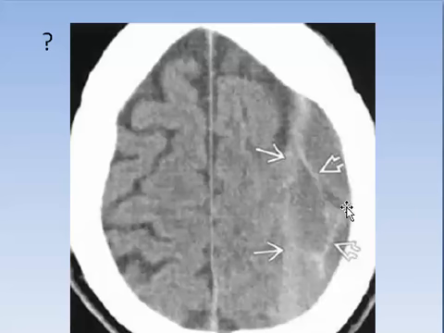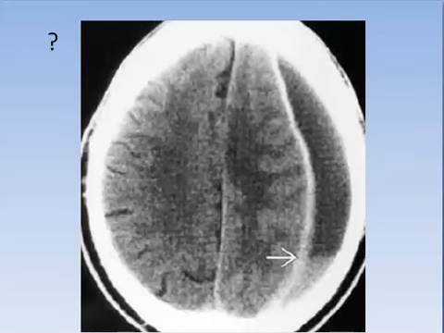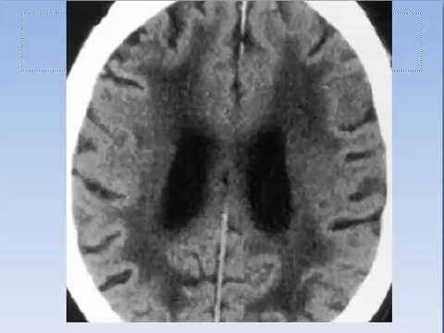This is chronic subdural hematoma, where we have lamination and layering, and more than one density is seen, with septa formation. So lamination, septal formation, and layering are all signs of chronic subdural hematoma. Now, what is this?